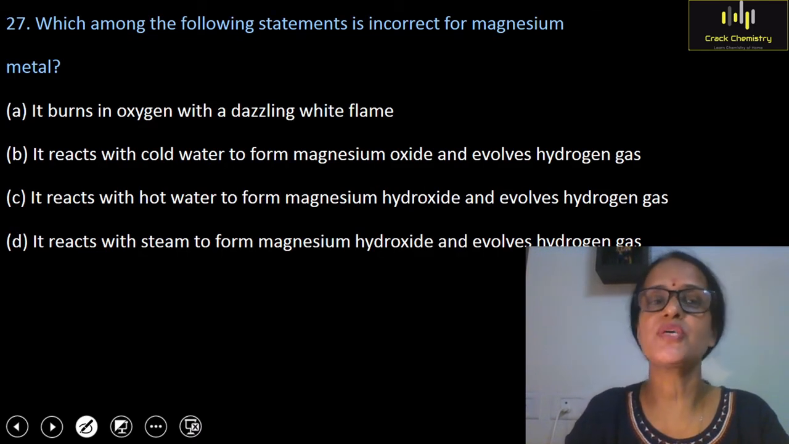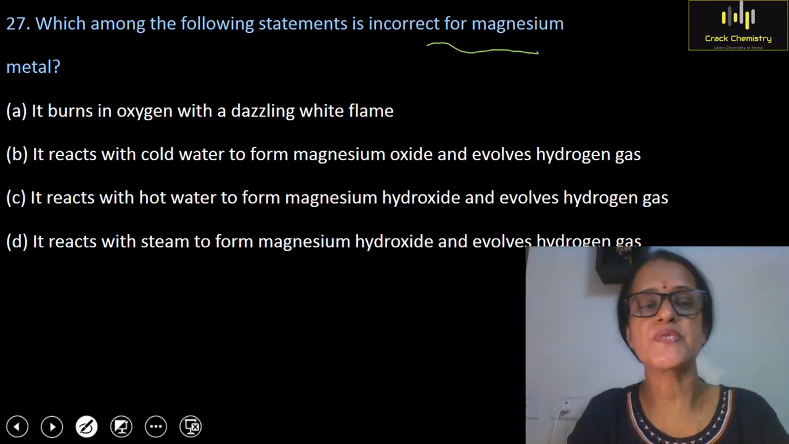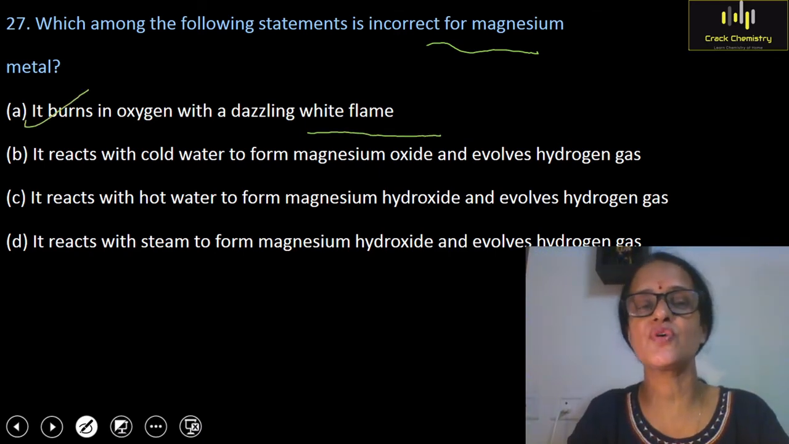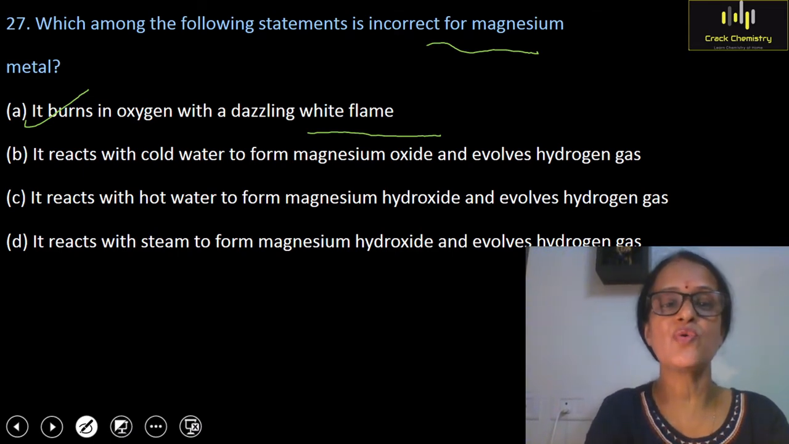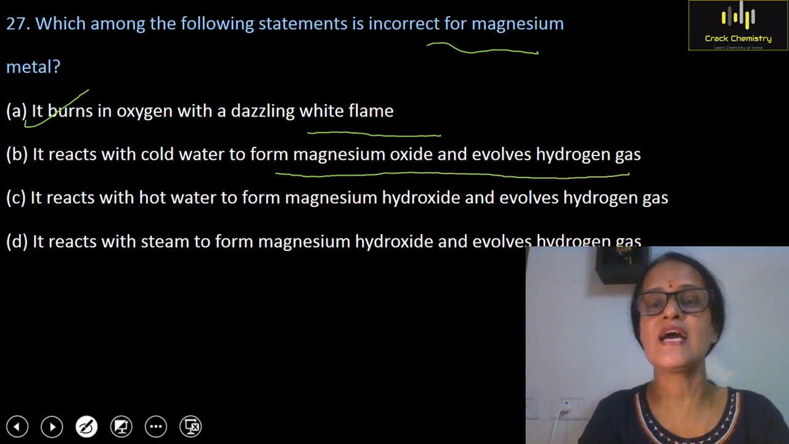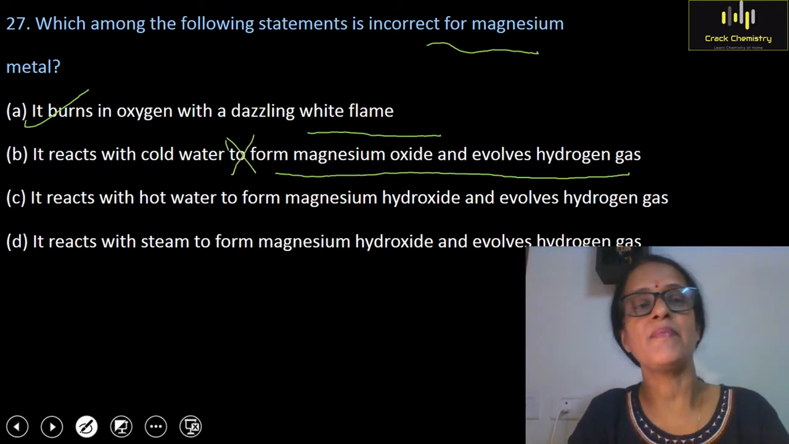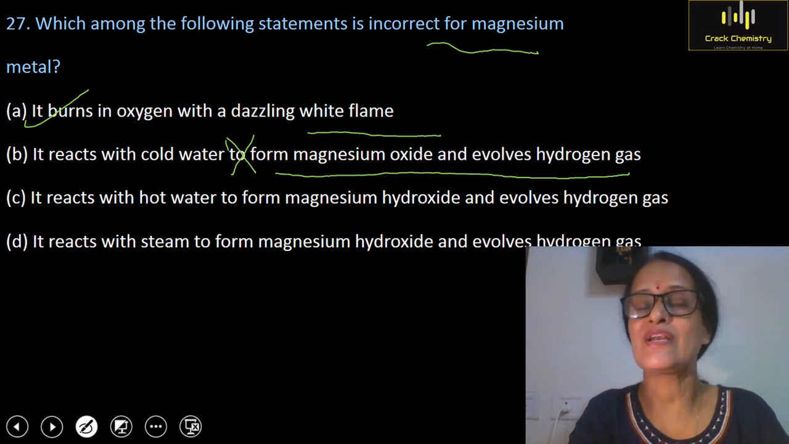Next question. Which among the following statements is incorrect for magnesium metal? First option is it burns in oxygen with a dazzling white flame. This is the correct statement, because magnesium burns with oxygen with a dazzling white flame. Second option is it reacts with cold water to form magnesium oxide and evolves hydrogen gas. This is a wrong statement, because magnesium doesn't react with cold water. Magnesium reacts with hot water along with the formation of magnesium hydroxide, and hydrogen gas evolves in this process.